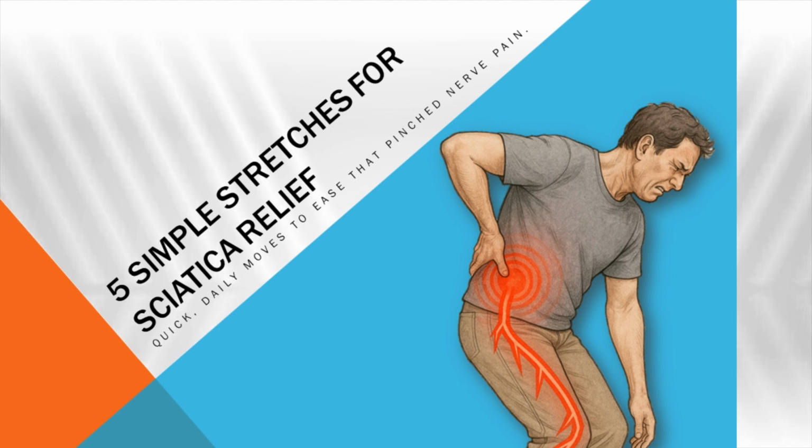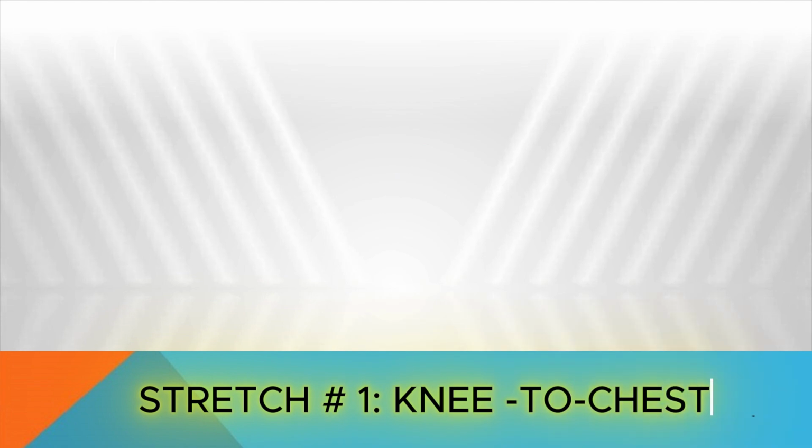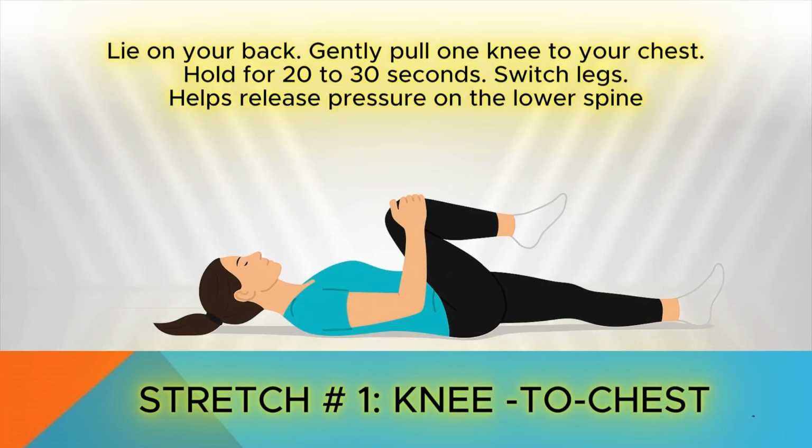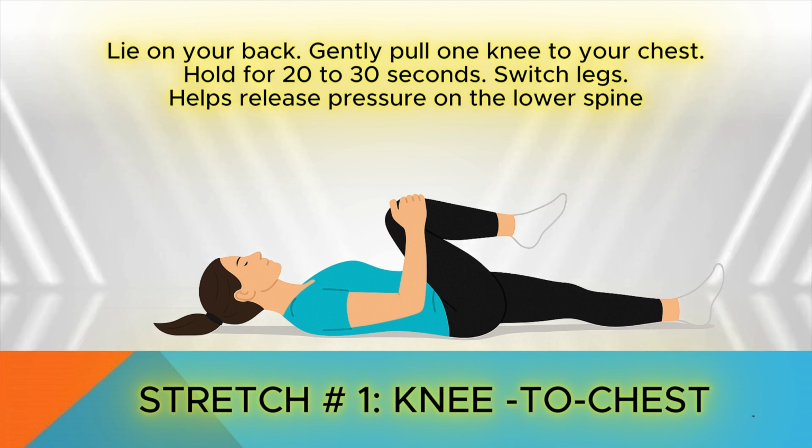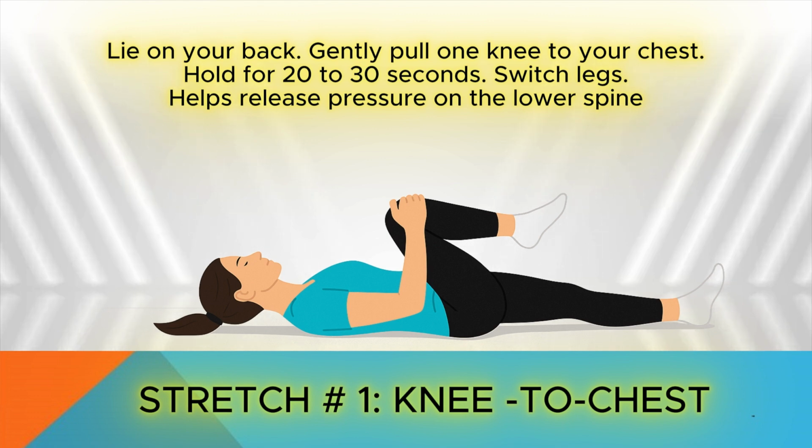So as the first flexibility move, you can start with stretch #1, knee to chest, as illustrated in the picture. The steps are to lie on your back, gently pull one knee to your chest, hold for 20-30 seconds, and switch legs. This stretching exercise helps release pressure on the lower spine.